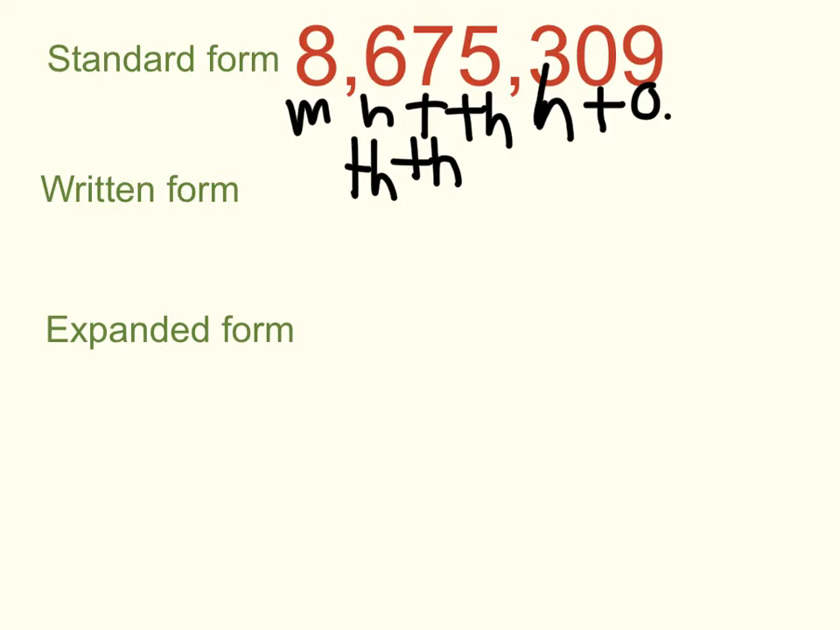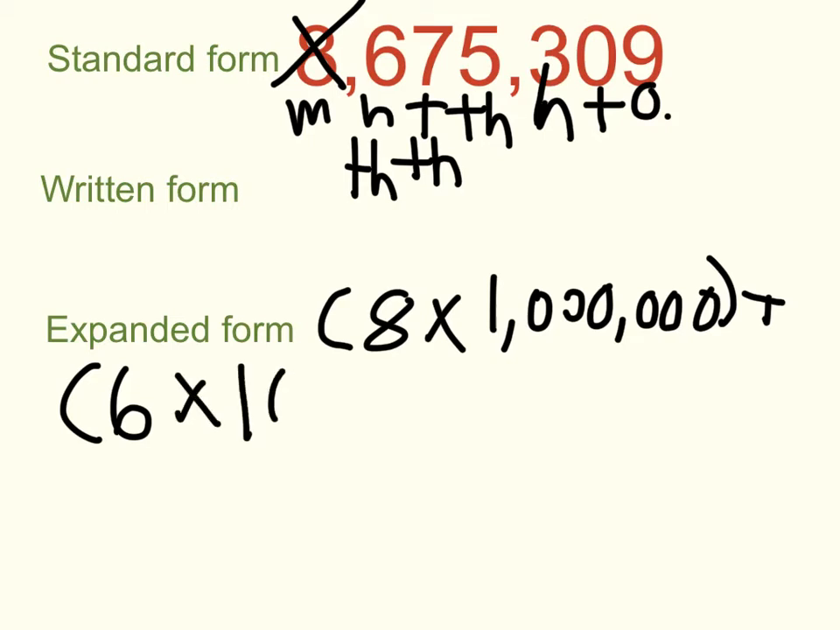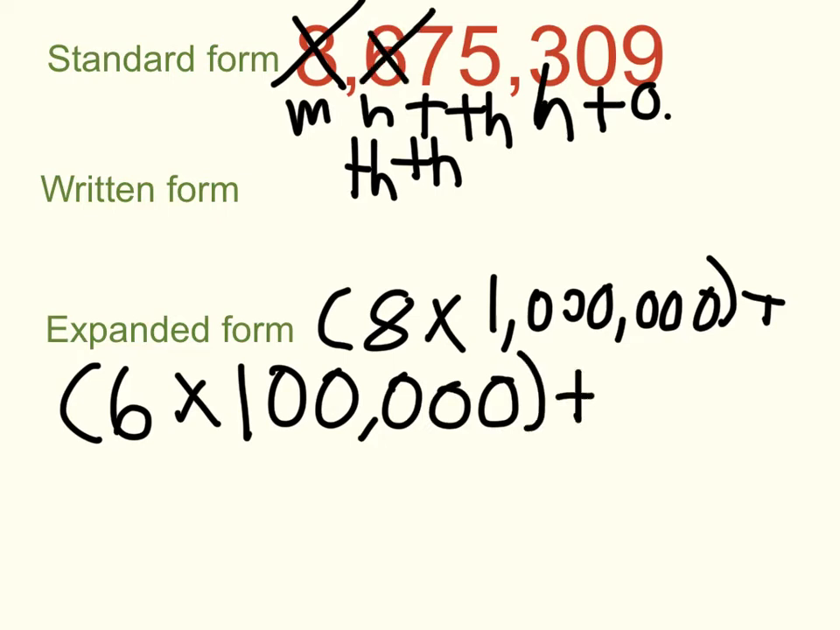For expanded form, that's one where we have the parentheses, and I'll take my first digit, which is my 8, times, and I see that it's in the millions place value, so times 1 million, close the parentheses, plus. After I close my parentheses, I like to cross off the number so I know I'm done with it, and then I'll switch to my next number, which is my 6. So I know that it is parentheses 6 times, it's in the 100,000s place, so 100,000, close my parentheses, plus sign, cross off the 6, I know I'm done with it.